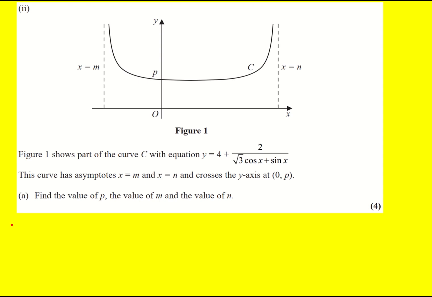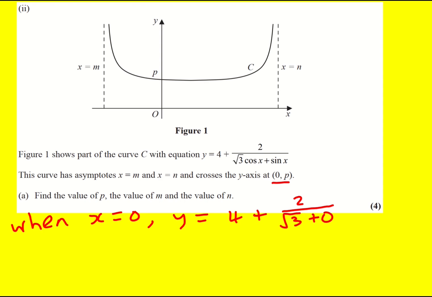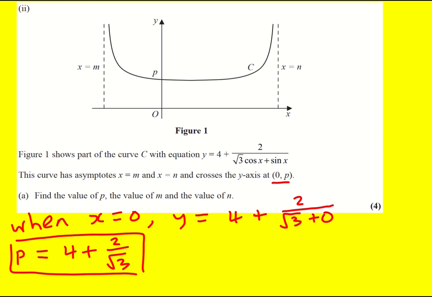Okay, let's do this. So I'm going to look at p to start with. When x is equal to 0, y will equal 4 plus 2 over root 3. Now cos of 0 is just 1, and sine of 0 is just 0, so it's just 2 over root 3. And actually that's going to be my value for p. p is equal to 4 plus 2 over root 3. Next, I'm going to look at the asymptotes.